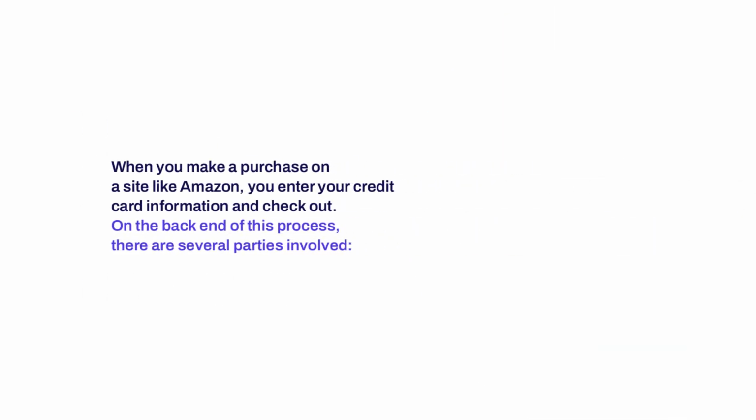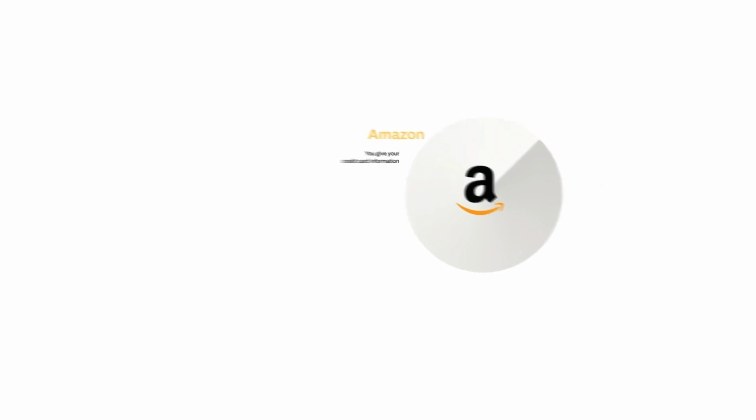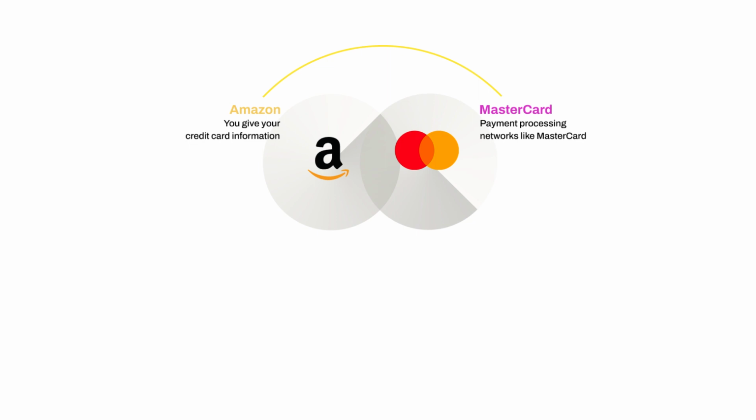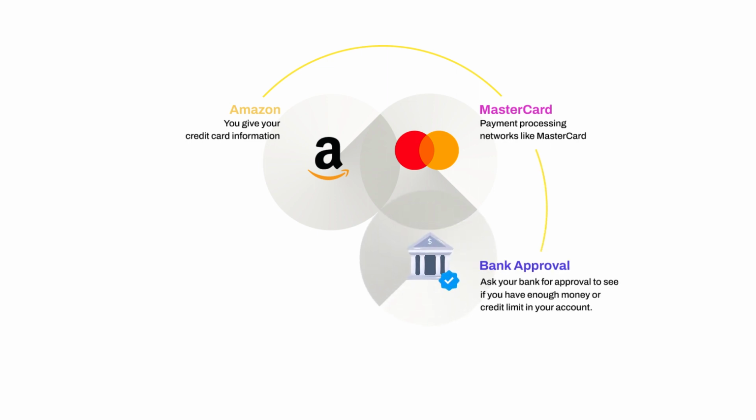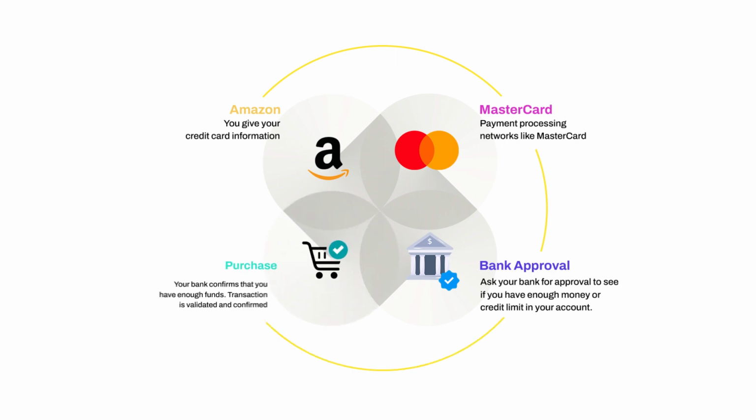When you make a purchase on a site like Amazon, you enter your credit card information and check out. On the back end of this process, there are several parties involved. You give your credit card information to Amazon, which sends authorization requests to payment processing networks like MasterCard, Visa, or American Express. These networks ask your bank for approval to see if you have enough money or credit limits in your account. Once your bank confirms that you have enough funds, the transaction is validated and confirmed.